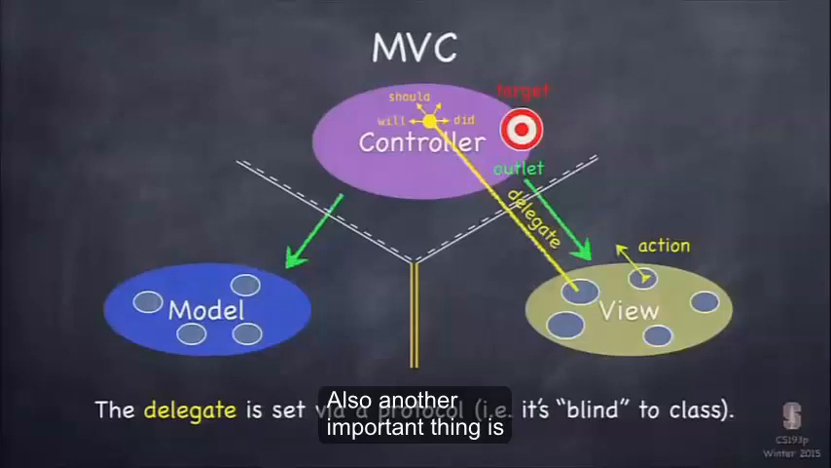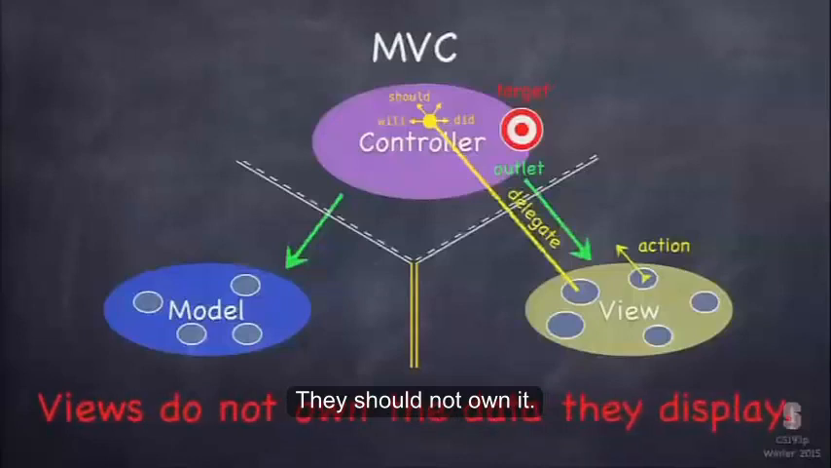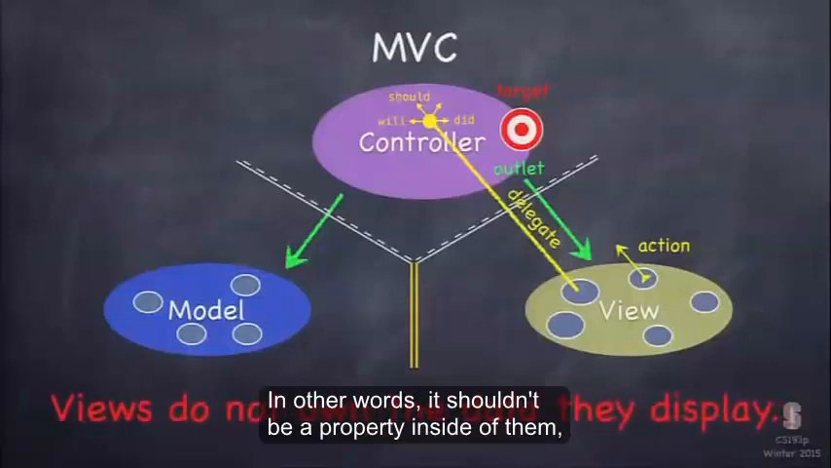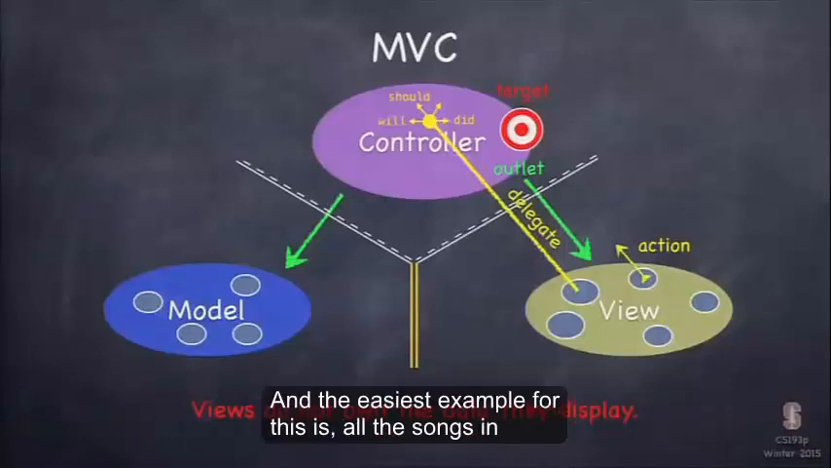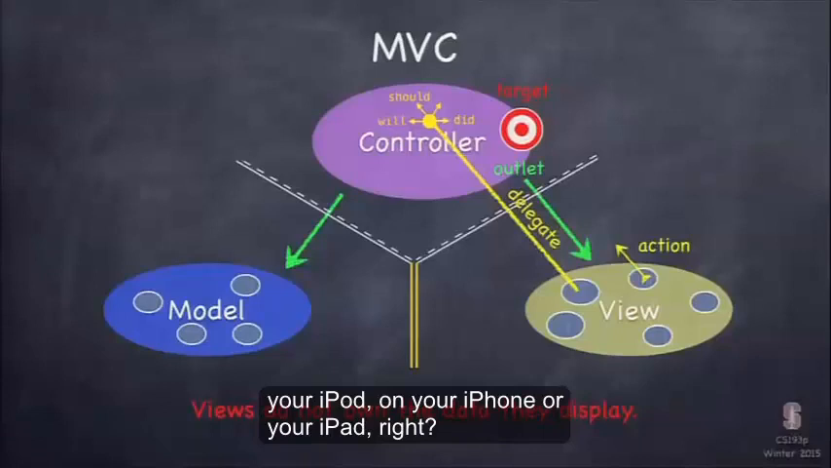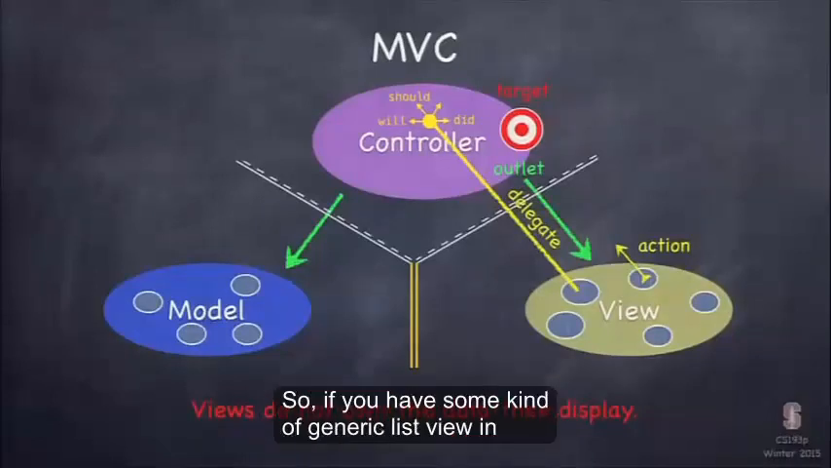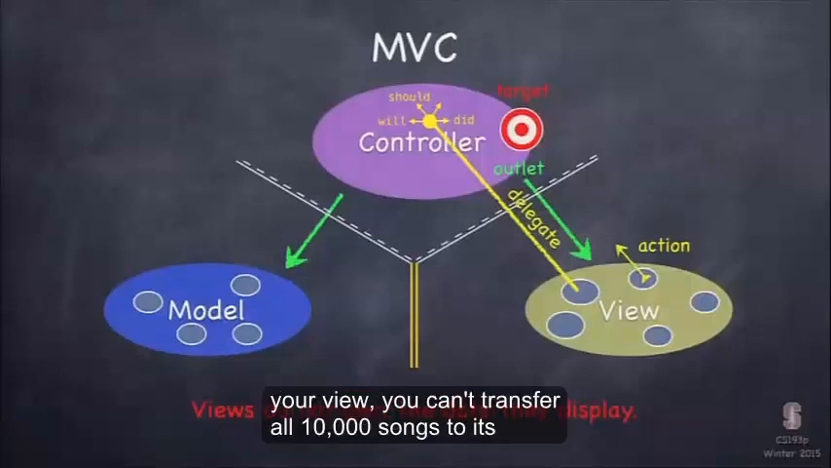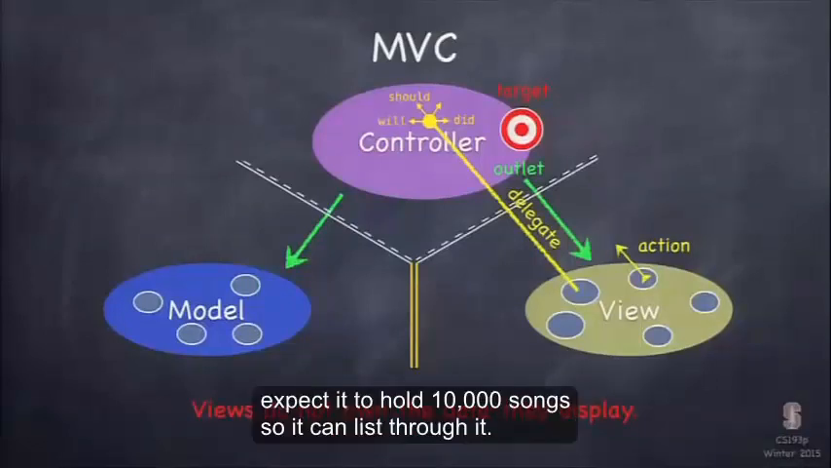Also, another important thing is that views should not own the data that they're displaying. They should not own it. In other words, it shouldn't be a property inside of them where that's the truth of that data. The easiest example for this is all the songs in your iPod on your iPhone or your iPad, right? You might have 10,000 songs in there. So if you have some kind of generic list view in your view, you can't transfer all 10,000 songs to its instance variables and expect it to hold 10,000 songs so it can list through it.